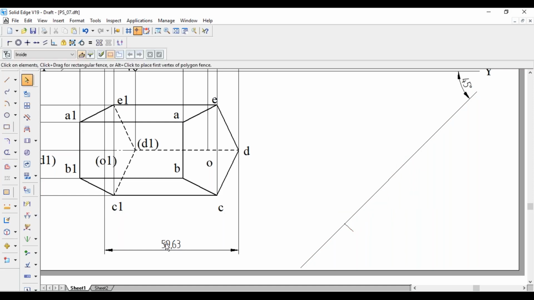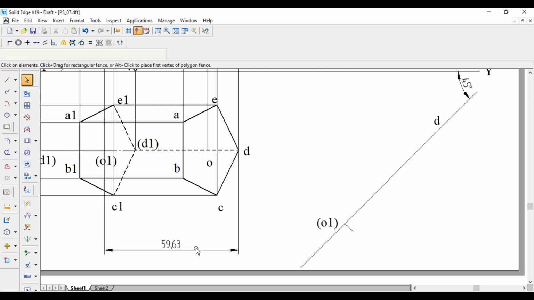So 59.63 for O1. So this point will be the O1. The center will be the D. We started from the D. The center will be the D. Now once we got DO1, so on this line only O is there and D1 is there.